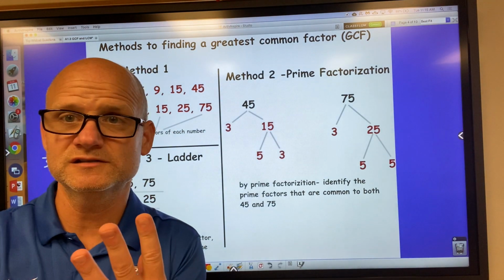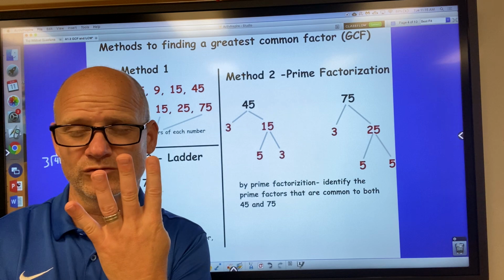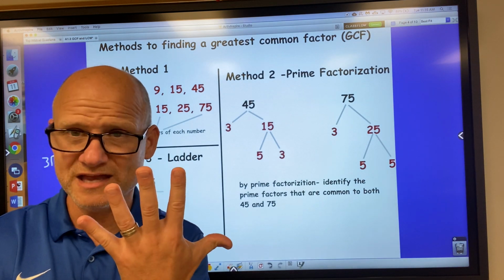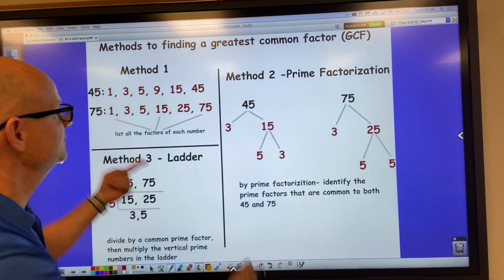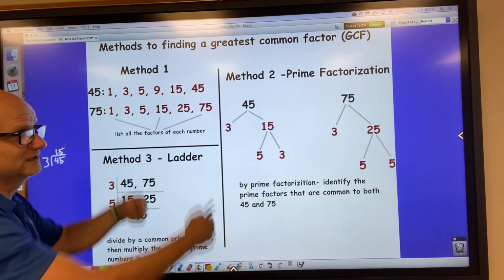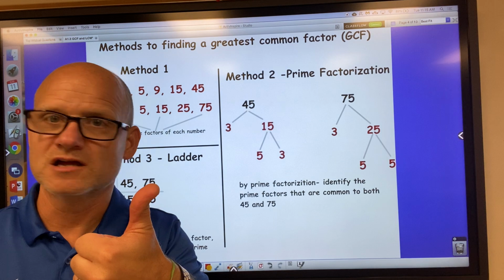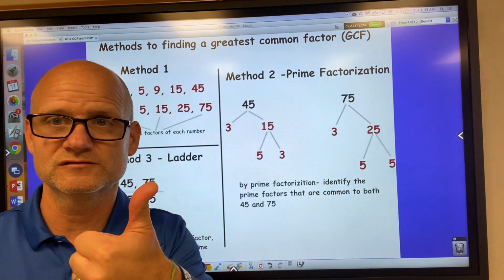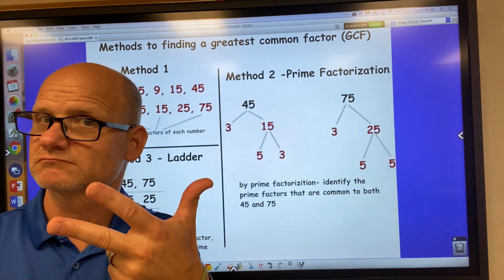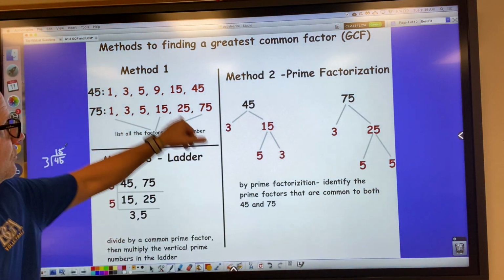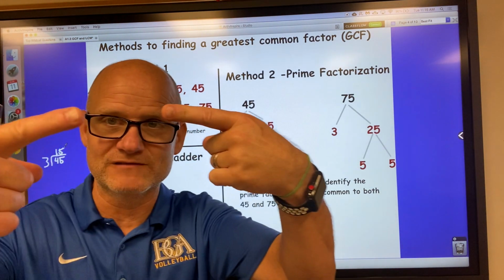Okay, apply the divisibility rules. Is 45 divisible by 4? No, so go to 5. Well, yeah, 45 is divisible by 5. 5 times what? 9. All right, see how these factors are getting closer and closer together? And then you go to 6. No, 45 is not divisible by 6. 7? No. 8? No. And then you're already done because you're at 9. So the factors have now met.